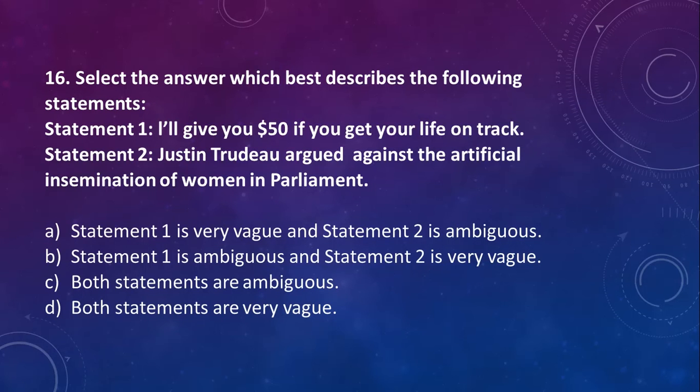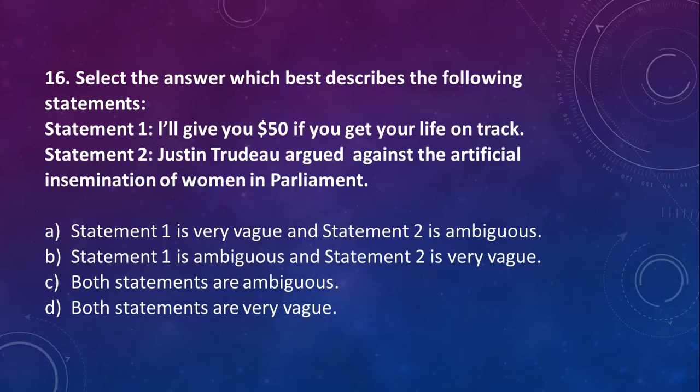All right, so let's do this. Select the answer which best describes the following statements. I'll give you $50 if you get your life on track. And Justin Trudeau argued against the artificial insemination of women in Parliament. I said the first statement was very vague, because what does getting your life on track mean? And the second statement was ambiguous, because you could say that Justin Trudeau doesn't want the women of Parliament to get artificial insemination, or that Justin Trudeau doesn't want women to get artificial insemination, and he argued that in Parliament. Right. Very good. Does that sound right to everybody? That sounds right to me.